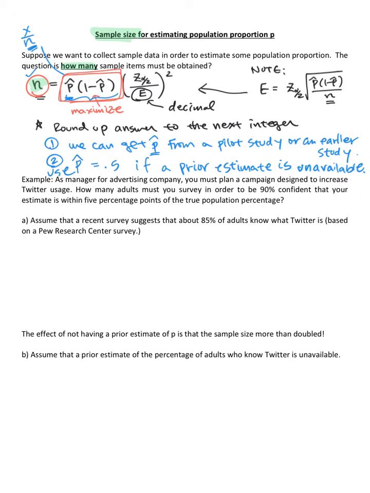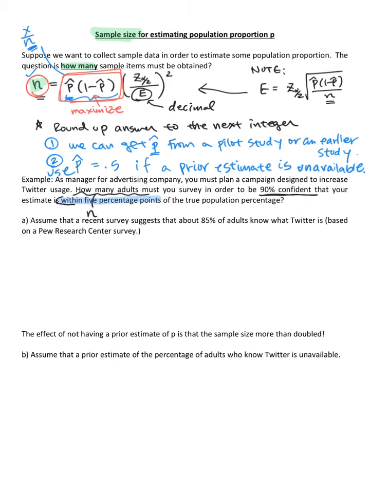Okay, let's take a look at an example. As a manager for an advertising company, you must plan a campaign designed to increase Twitter usage. How many adults must you survey? So clearly, they're asking you to find the sample size. In order to be 90% confident, good, the level of confidence is given, that your estimate is within 5 percentage points of the true population percentage. Okay, so right here it says within 5 percentage points, right?